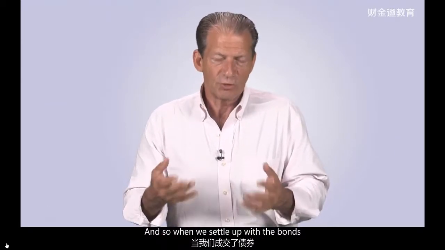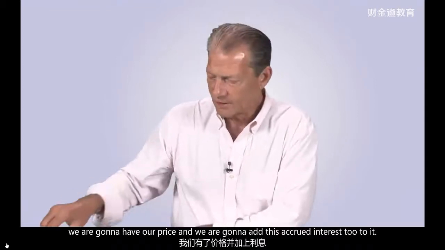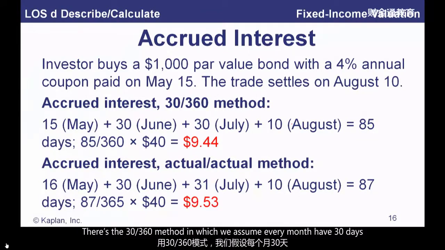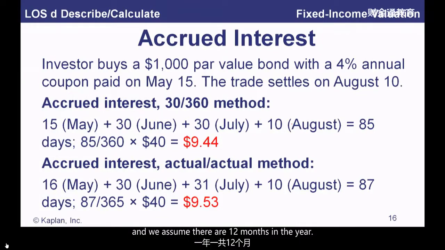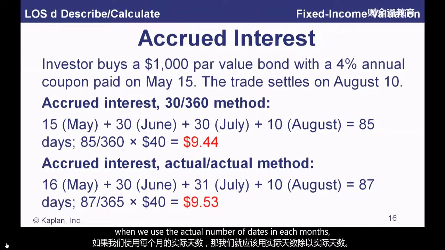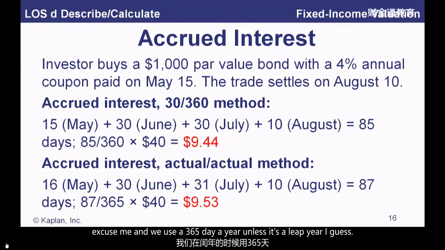And so when we settle up with the bonds, we're going to have our price, and then we're going to add this accrued interest to it. Now, there are 2 ways to calculate this accrued interest, or at least 2 that are of interest to us. There's the 30-360 method, in which we assume every month has 30 days, and we assume there are 12 months in a year. Well, that's easy to swallow, but that gives us 360 days in a year. Now, we also have the actual, where we use the actual number of days in each month, and we use a 365-day year, unless it's a leap year, I guess.